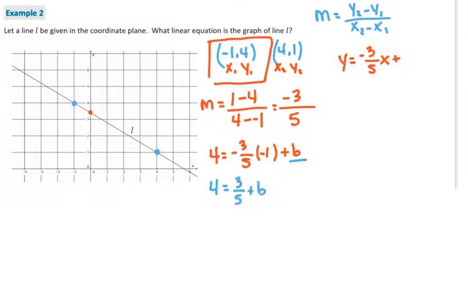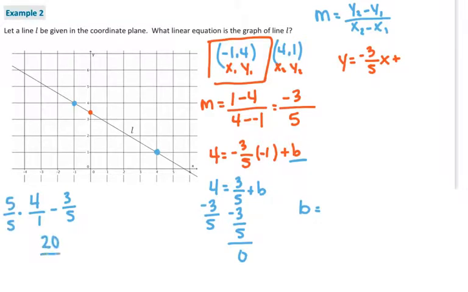And now, in order to get b all by itself, since that 3/5 is positive, I need to subtract 3/5 from both sides of my equation. So minus 3/5. So this is going to tell me exactly what b equals. So now I have 4 over 1 minus 3 over 5. And I need to get a common denominator, so I'm going to multiply both the top and bottom of my fraction by 5. So now I have 20 over 5 minus 3 over 5. So that gives me 17 over 5.